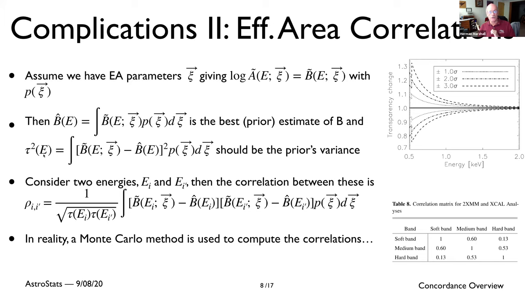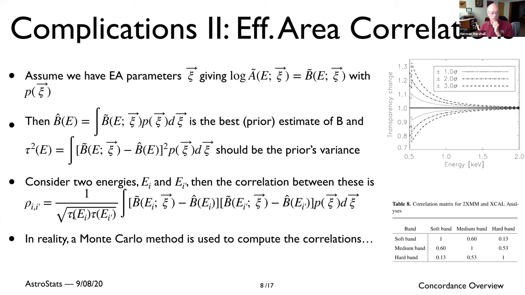And you can define also a prior variance of the effective area. So these uncertainties on the effective areas would come in here because you have a model of all the different effective areas. So you could derive a variance on your prior. But we can go one step further and do the correlation coefficient between two different energies by just looking at the effective areas at those two energies and integrating over the probability and dividing by the square roots of the variances.